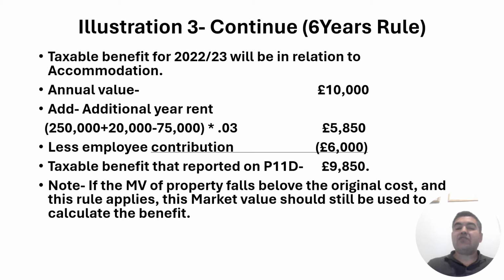Note, very important, if the market value of the property falls below the original cost, this rule still applies. This market value should still be used to calculate the benefit. For example, the employer bought this property years ago and then owned it for at least 6 years before providing it to their employee, and it was bought for 200,000. Now the market value has fallen to 150,000. So in this case, we will take into account 150,000. So the market value rules will apply. However, this is unlikely to be the case because usually the property value goes up over the passage of time.